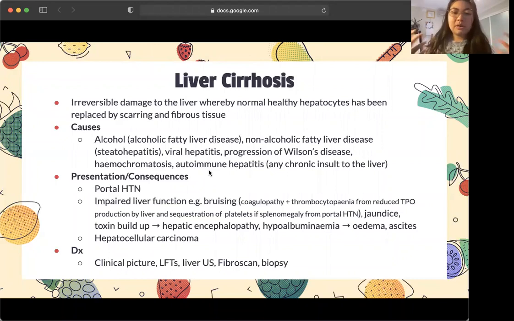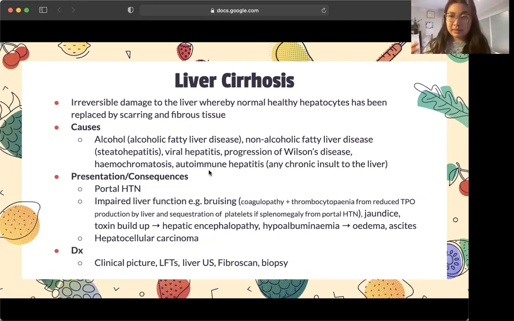The liver makes TPO. If we don't make TPO, you're going to have low platelets, like Heine talked about. We're not going to process bilirubin, and so there's jaundice. We're not going to process ammonia, and there's buildup of toxins, so that can affect the brain with hepatic encephalopathy. The liver's not making albumin, and so you have hypoalbuminemia, which you remember the whole oncotic pressure situation means that we end up with edema and ascites.